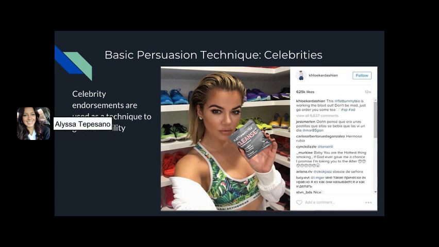A basic persuasion technique is using celebrities. Celebrity endorsements are used as a technique to gain credibility. Youths pay attention to these ads because they are famous and oftentimes a familiar face that draws them in. Youth often view celebrities as their role models and will follow what they do.